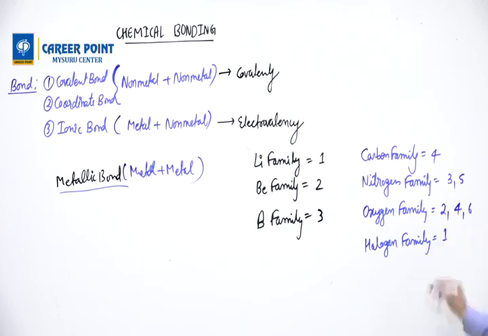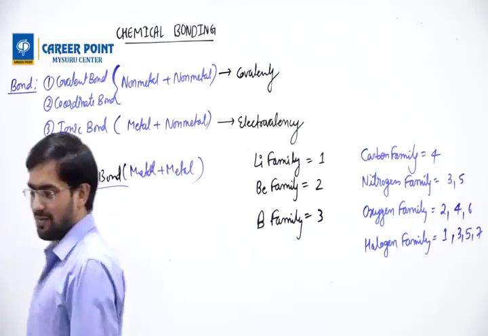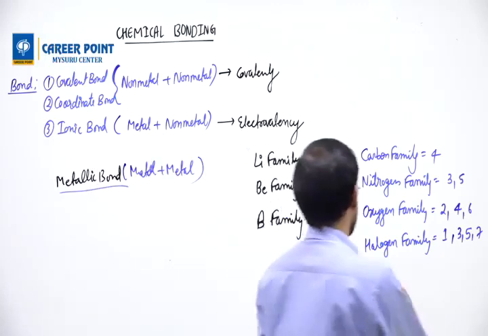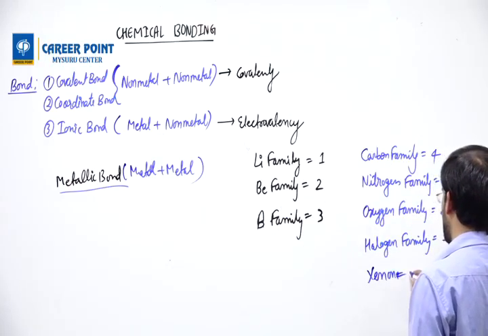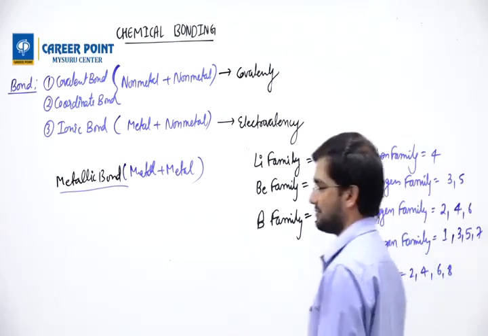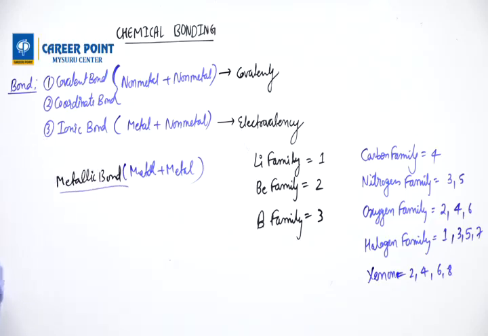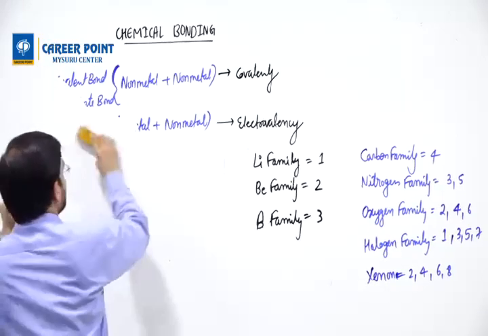Fluorine will form 1 bond only, whereas chlorine can form 3, 5, 7 bonds. And inert gases do not form bonds, but you can have some compounds for xenon. Xenon valency will be 2, 4, 6, 8. Understand this all? Copied all? Right? So now we are going to form some compounds, okay?